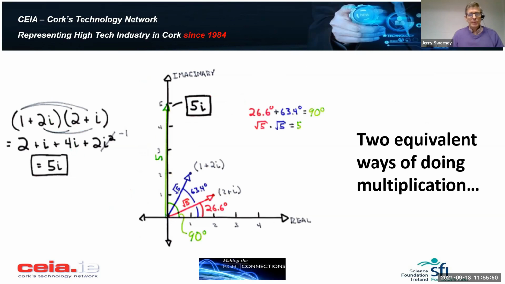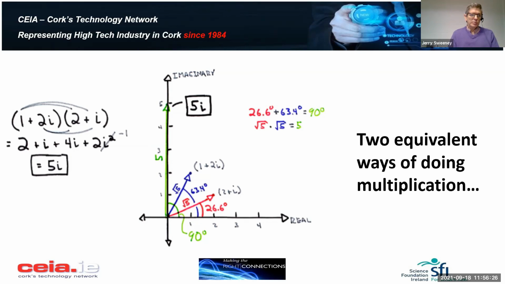So let's do an example. We will multiply two numbers. 1 plus 2i will be multiplied by 2 plus i. And on this Argand diagram here, we have drawn the two numbers, one in red and one in blue. And it turns out that the angle for one of them is 26.6 and the angle for the other is 63.4 degrees. And if you add the two of them together, you get 90.